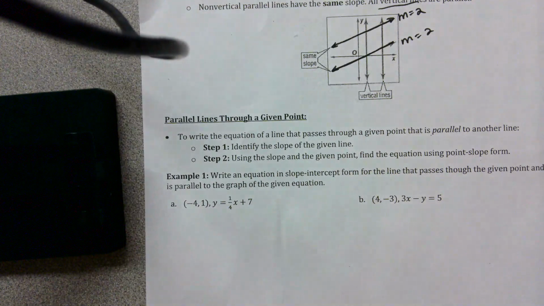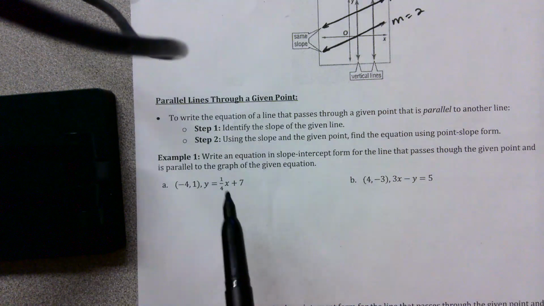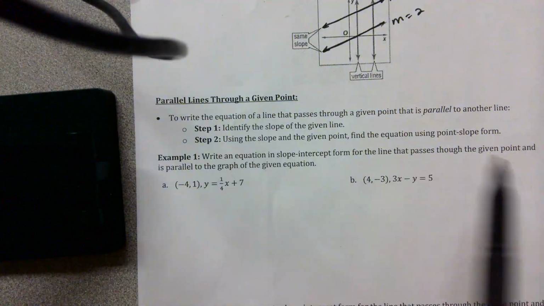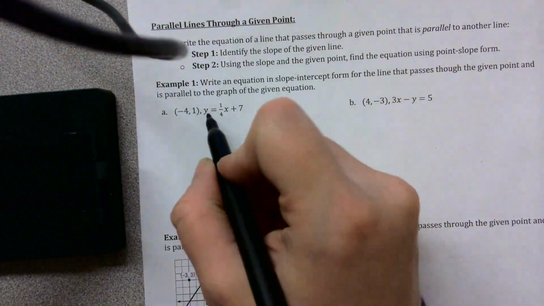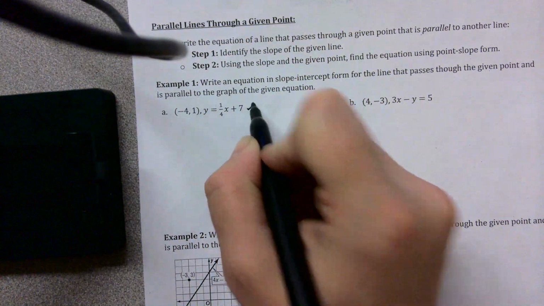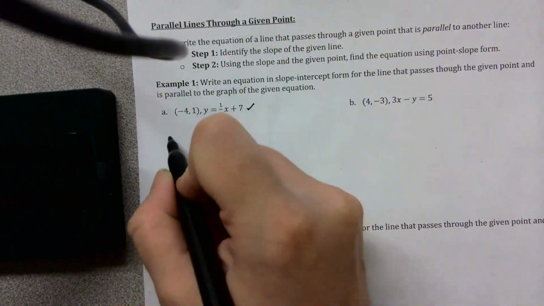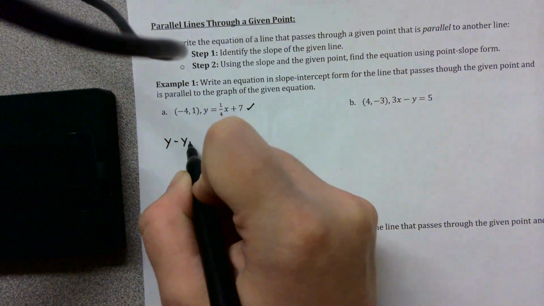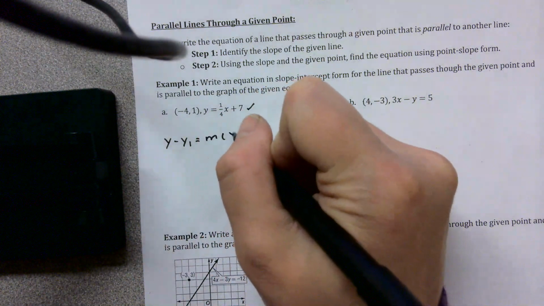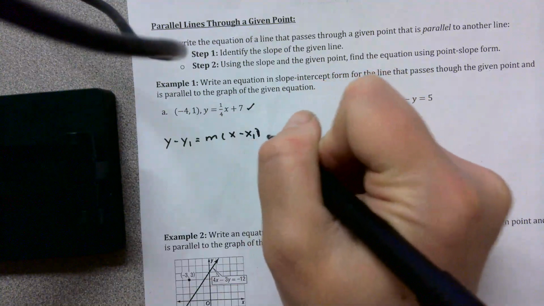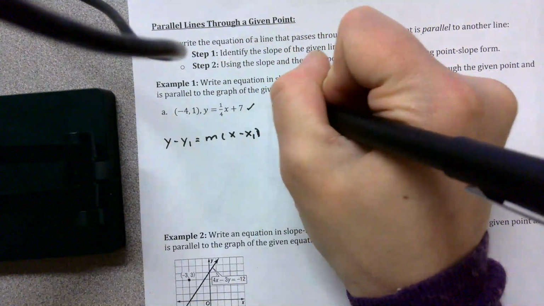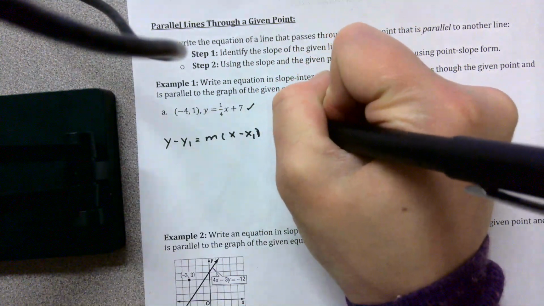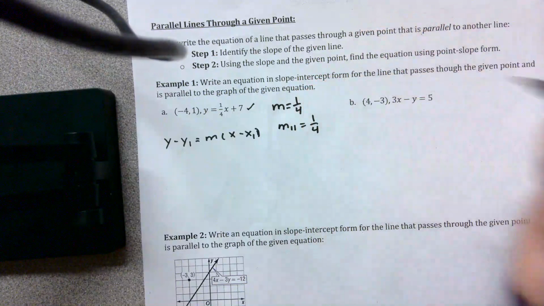It says parallel lines through a given point. So I want to create equations in slope-intercept form that pass through these points and are parallel to the graph of the given situation. So I want to write a line that is parallel to this. I know my formula is y minus y1 equals m times x minus x1. I'm going to use this formula to get me into slope-intercept form. So my slope is 1/4. My parallel slope is 1/4.